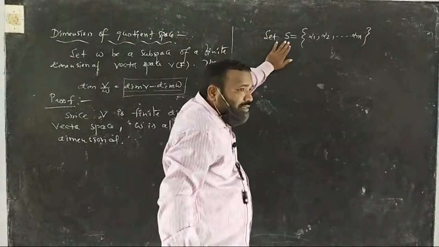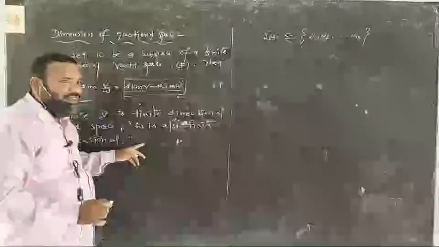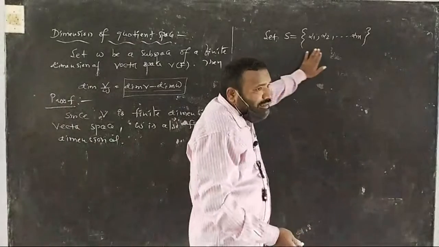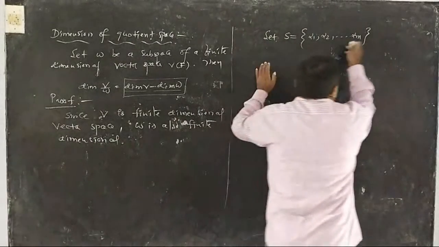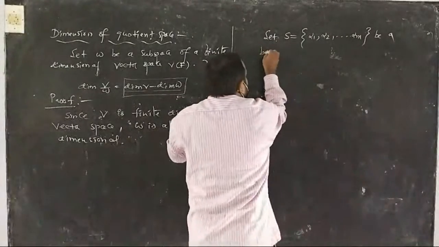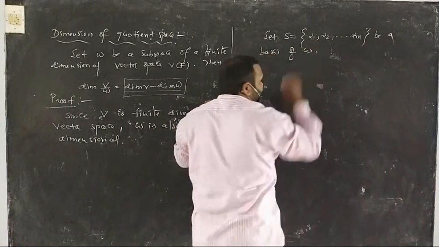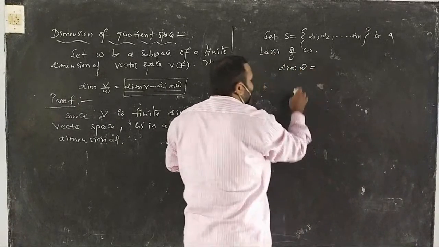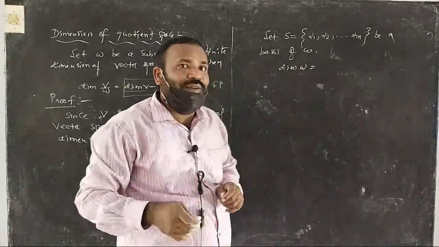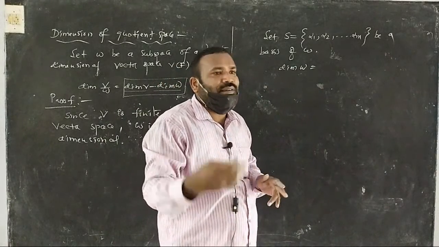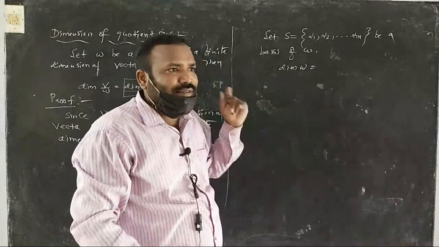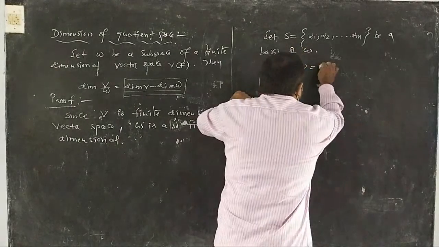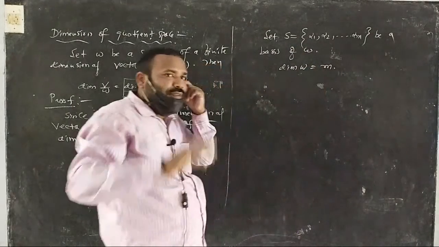Let S be the basis of W. Since W is finite dimensional, it has a basis. Basis of W. So that gives the dimension of W. What is the dimension of W? Dimension of W equals the number of elements of any basis of W. S is a basis of W. S has how many elements? M. Therefore dimension of W equals m.